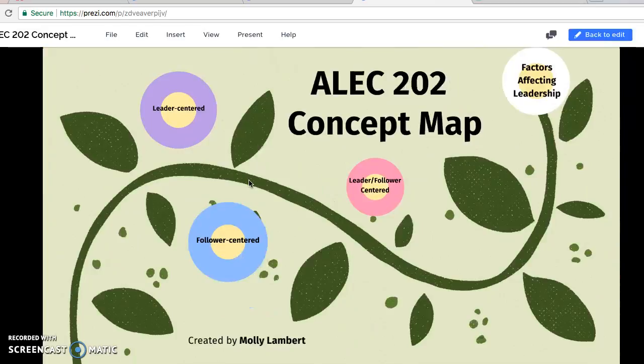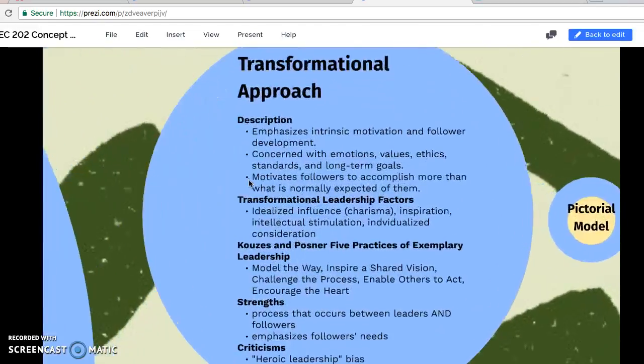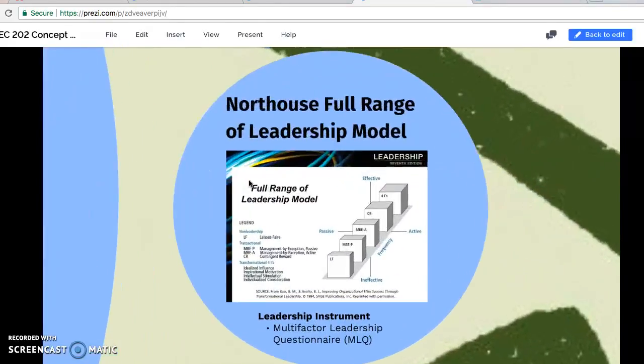Next, we have the follower-centered theories. The first one is the transformational approach, and it emphasizes intrinsic motivation and follower development. It's concerned with the emotions, values, ethics, standards, and long-term goals of followers. And it really motivates followers to accomplish more than what is normally expected of them. This is the full range of leadership model, which is a transformational approach to leadership.